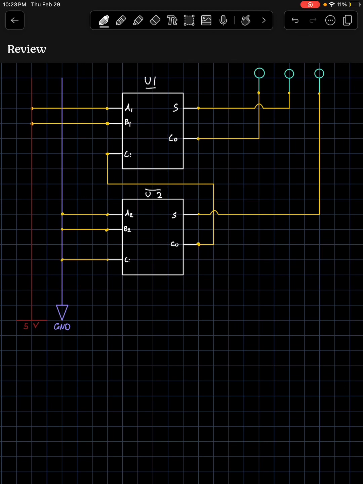The least significant bit will always be connected to ground. For example, right here, it's connected to ground. So this is the least significant bit, making this the most significant bit.